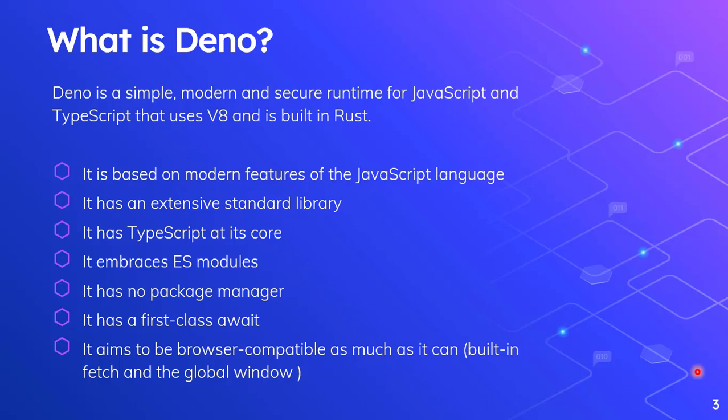So Deno is a simple, modern, and secure runtime for JavaScript like Node.js. And it uses TypeScript and V8 as a machine engine, and it's built in the Rust language. Okay, but why Deno? Why did Deno come out? So it's based on modern features of the JavaScript language, and it has extensive standard libraries that we will be using. For example, HTTP, file system, and others are some examples of that standard library system.